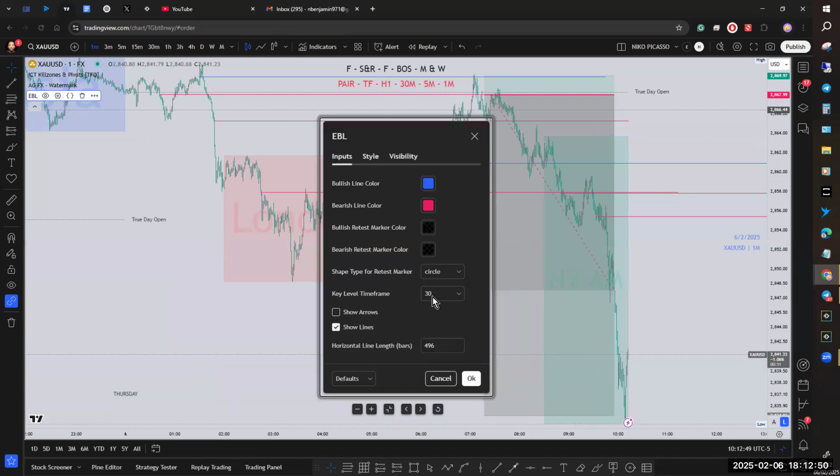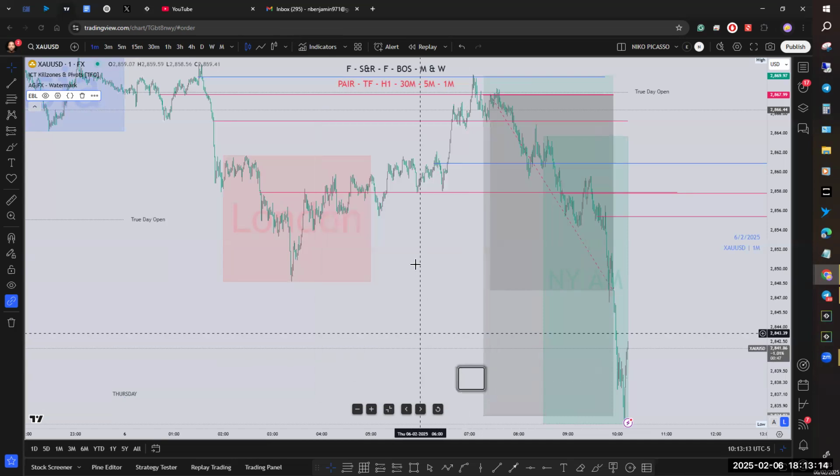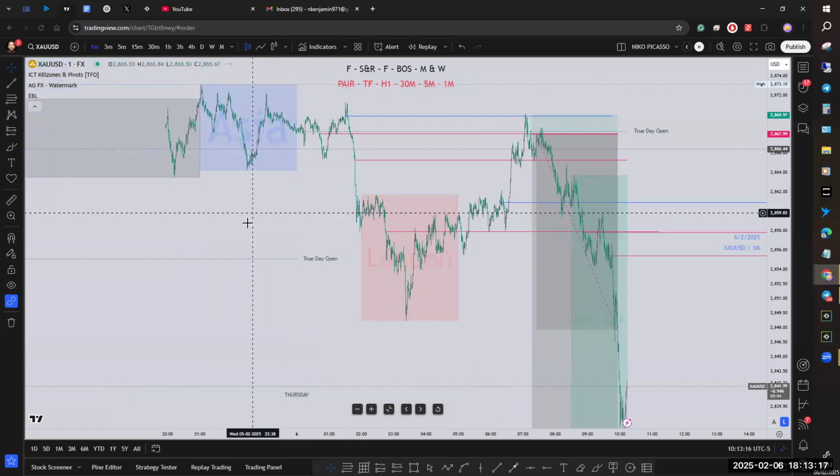So the settings here on the 30-minute time frame is basically going to identify the break of structures on that time frame, because I like the lower time frames, such as the 1 minute or the 5 minutes. Even though I'm on the 1 minute or the 5 minute, I can still find my key levels on the lower time frame based on the break of structures identified on the 30-minute time frame, for instance, right? And this is gold today.